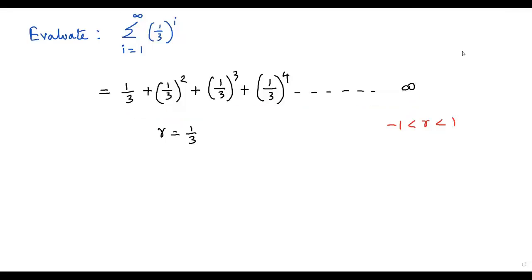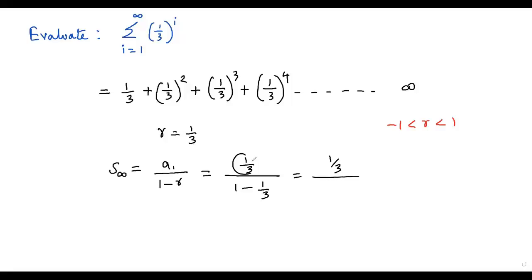Whenever we have an infinite geometric series that is convergent, the formula to find the sum of the terms is a1 divided by 1 minus r. Here a1 is the first term of the series, which in this case is 1/3. And 1 minus the common ratio, which is 1/3 again. Now we have to simplify this. Let's write the fraction in the numerator as it is. Now I have to simplify 1 minus 1/3.